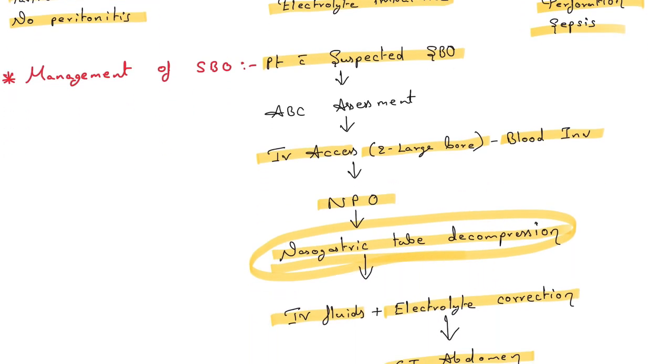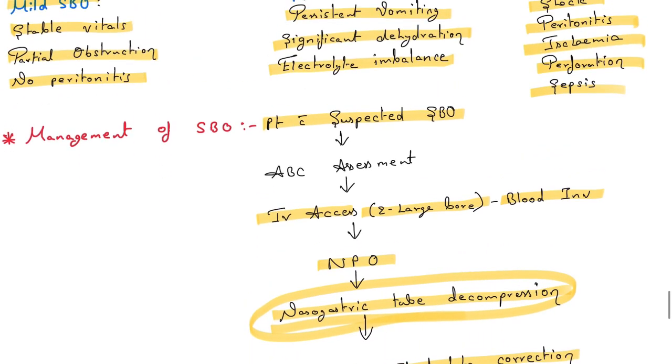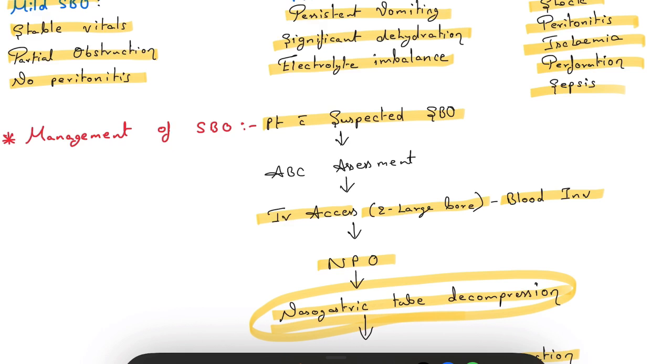Whenever you are suspecting a patient with small bowel obstruction, we have to do the primary survey, that is ABC assessment. Airway: we always have to ensure the airway is patent. Then breathing: if saturation is less than 94%, we have to give oxygen supplementation.